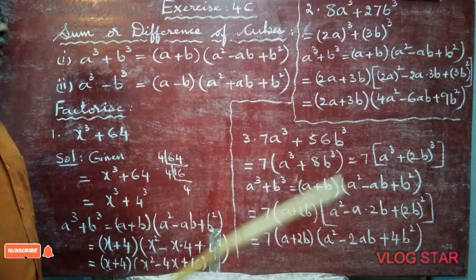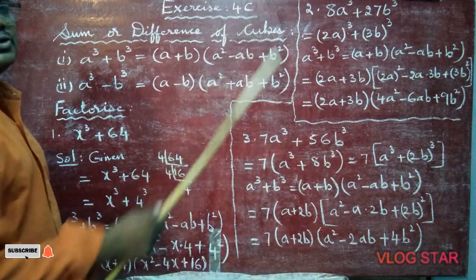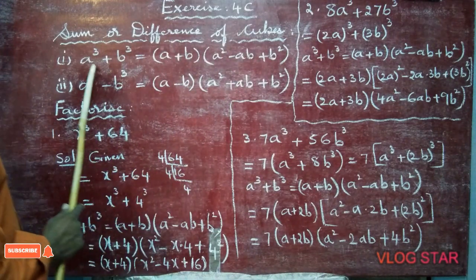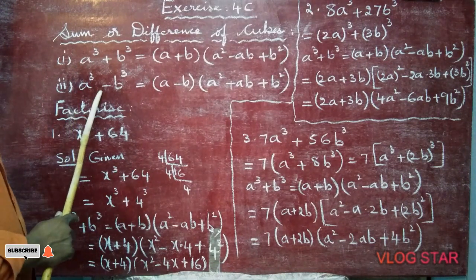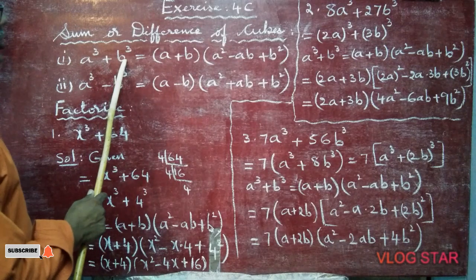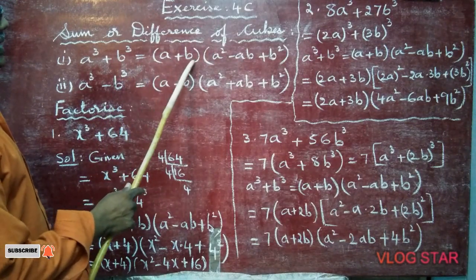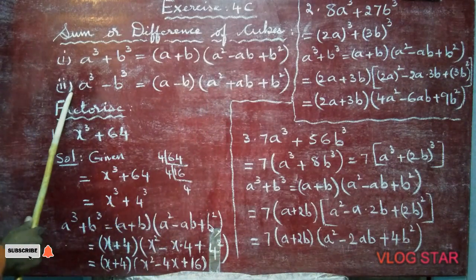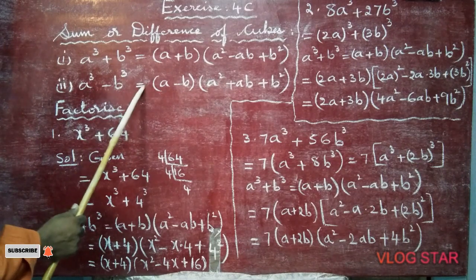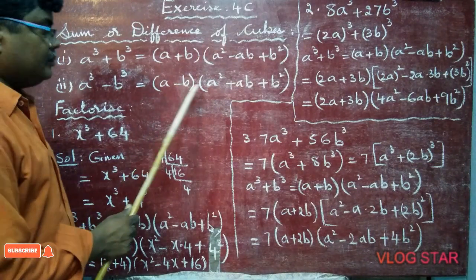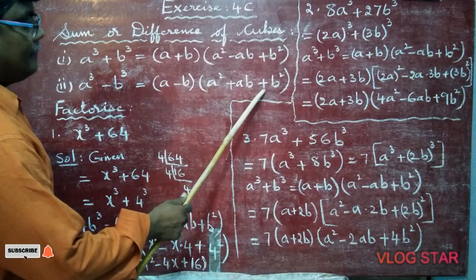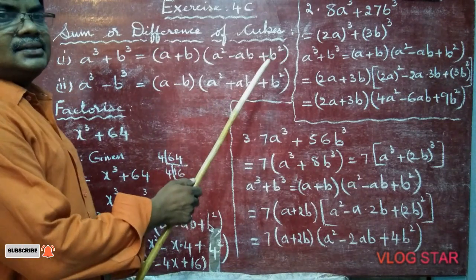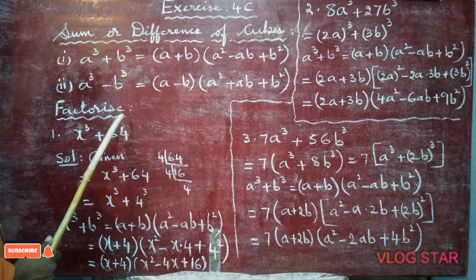Are you fine? Okay. Today we are going to start exercise 4C, sum or differences of cubes. Already we know these two formulas. First one is a cube plus b cube is equal to a plus b into a square minus ab plus b square. And the second one, a cube minus b cube is equal to a minus b into a square plus ab plus b square. These two formulas are very important. The whole exercise goes on this. Now we'll come to the exercise.